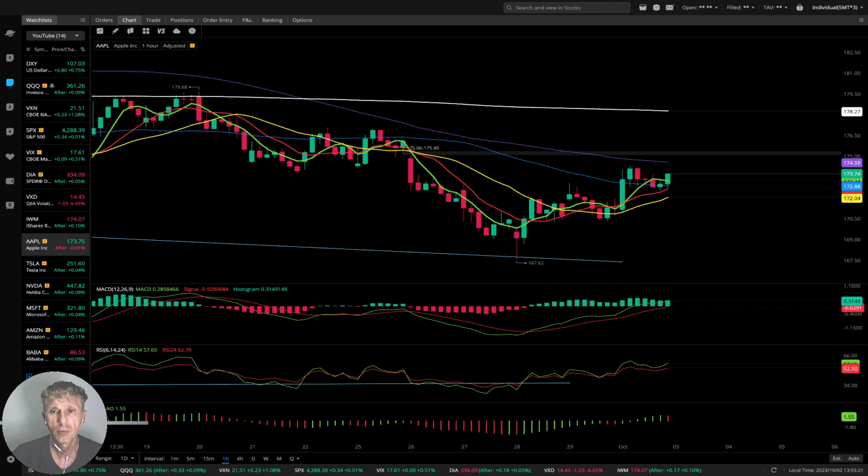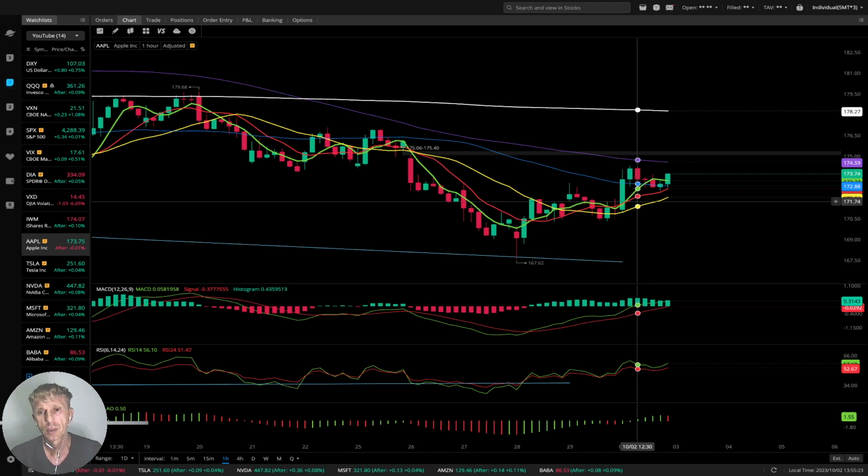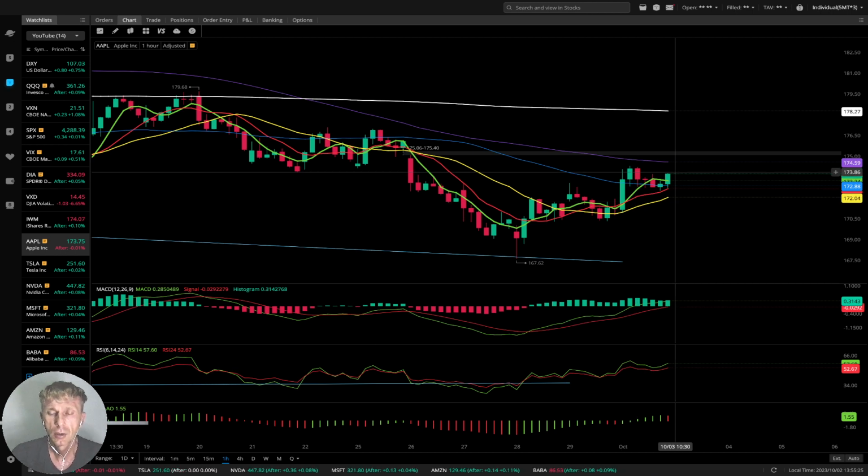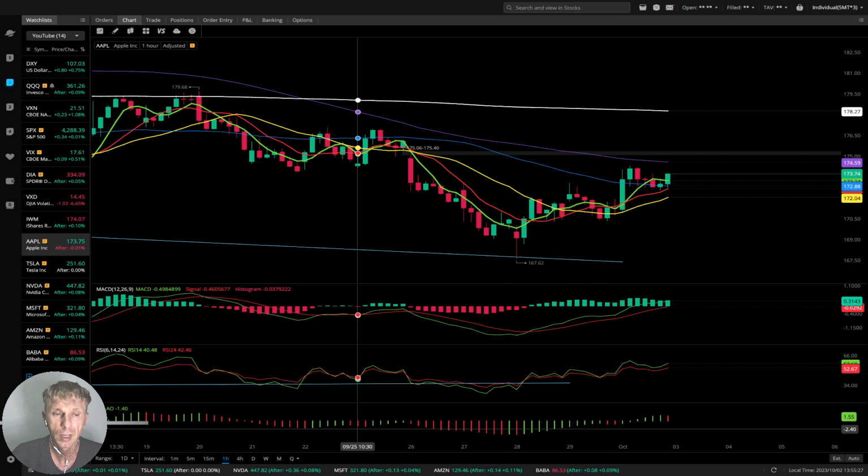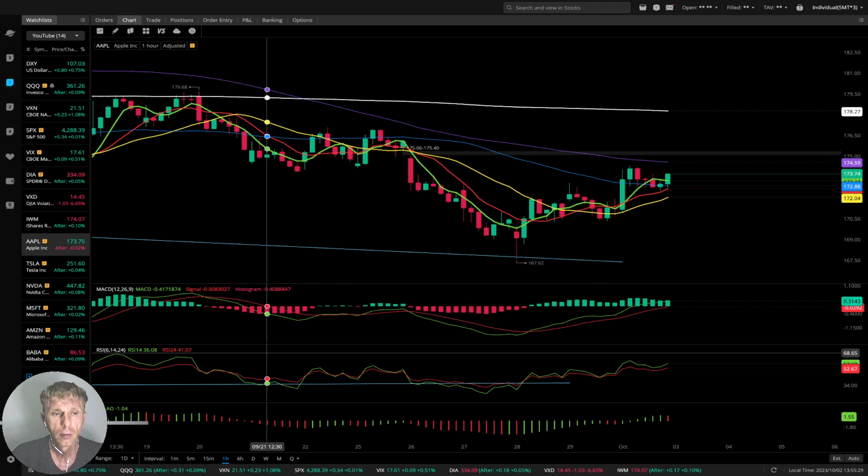1 hour time frame, MA5 did bullish crossover over 10 and 20, bullish trend on all indicators on 1 hour time frame for Apple.